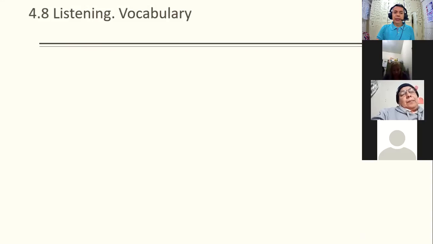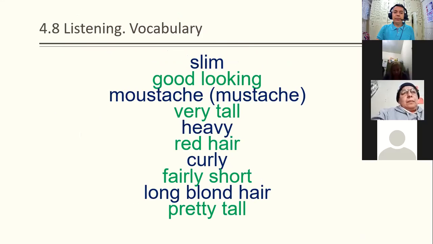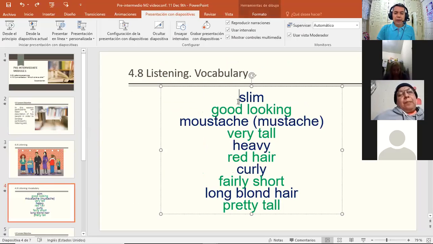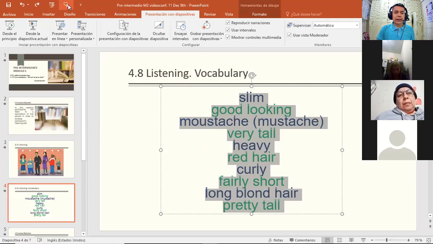Okay, now let's check out the vocabulary. Slim, good looking, mustache or moustache. The two forms are correct. Very tall, heavy, red hair, curly, fairly short, long hair, and pretty tall. Now we're going to do something special. I will put this tool so you can listen, right? Pay attention. Slim, good looking, mustache, very tall, heavy, red hair, curly, fairly short, long blonde hair, pretty tall.